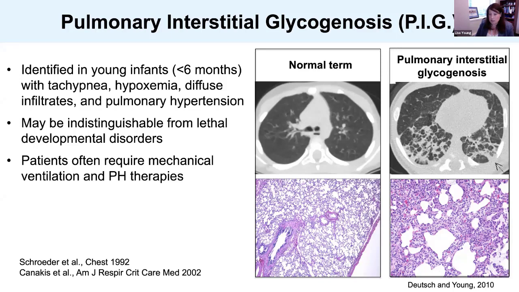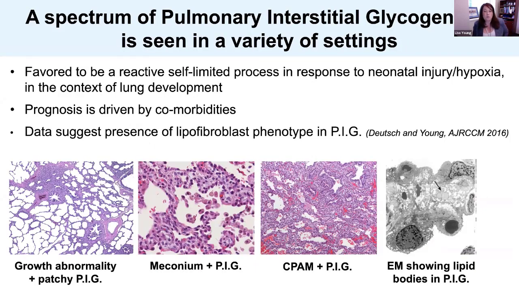So these patients can be very sick. Sometimes they can be milder. But what you're seeing in these pictures on the histology is expansion of the interstitium with these abnormal cells that for a long time no one was quite sure what they were, but we just never saw it in older kids. And what we've learned over time is that this really occurs in different clinical contexts, but all contexts of neonatal injury or insult in the context of lung development.